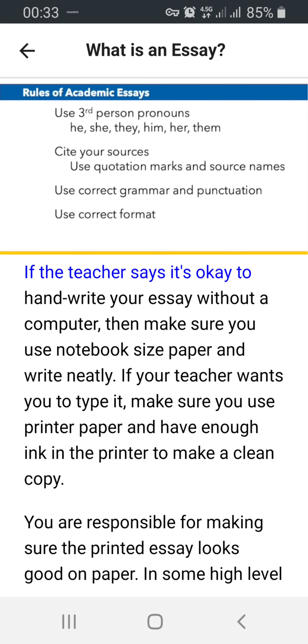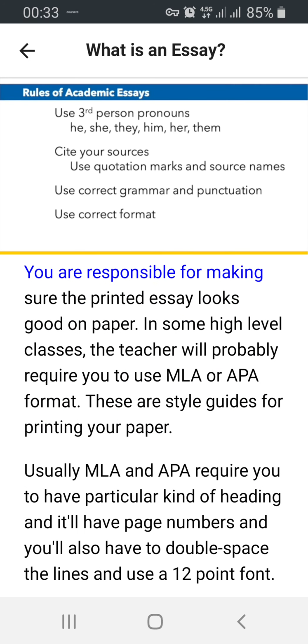If the teacher says it's okay to handwrite your essay without a computer, then make sure you use notebook-sized paper and write neatly. If your teacher wants you to type it, make sure you use printer paper and have enough ink in the printer to make a clean copy. You are responsible for making sure the printed essay looks good on paper.